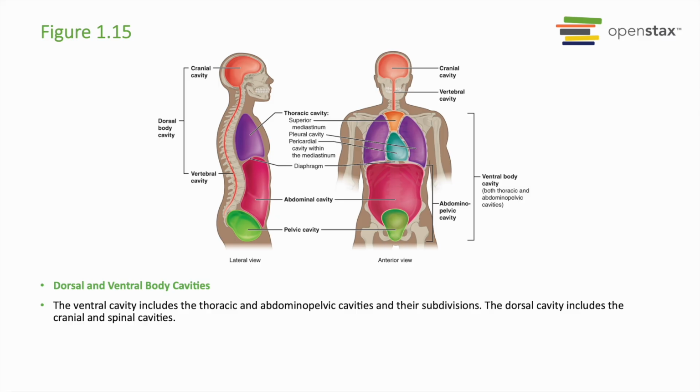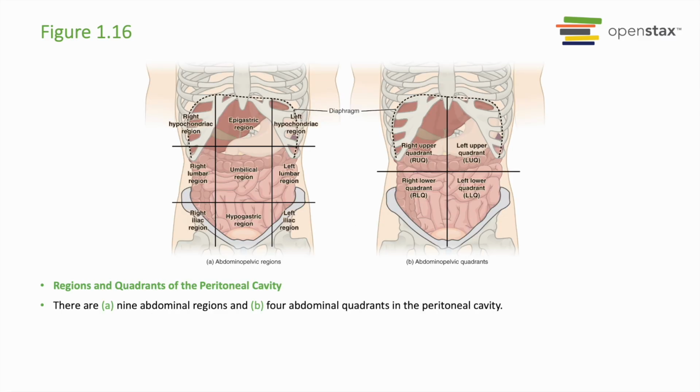Together, the abdominal and pelvic cavity can be referred to as the abdominopelvic cavity, while the thoracic, abdominal, and pelvic cavities together can be referred to as the ventral body cavity. Figure 116. Regions and quadrants of the peritoneal cavity. There are 9 abdominal regions and 4 abdominal quadrants in the peritoneal cavity.